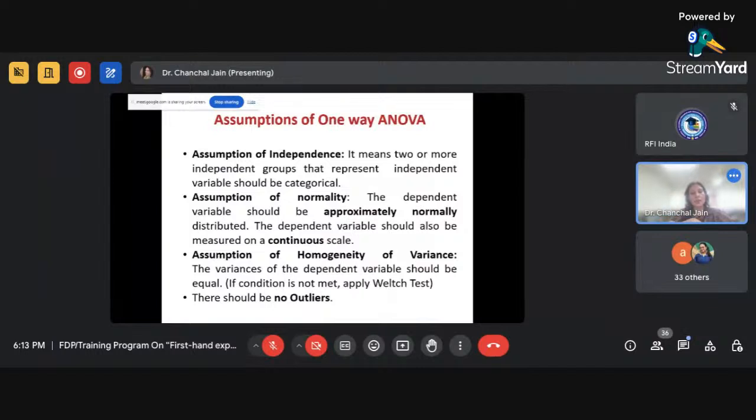The last one is that there should be no significant outliers in your dependent variable. So I hope it is clear. All the assumptions are okay.